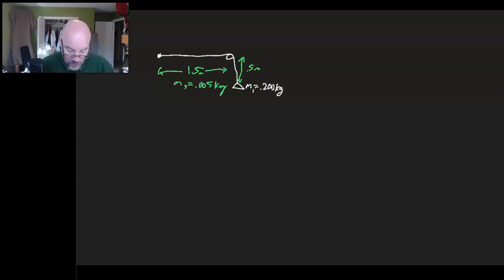Now what I want to know is if this thing is going to oscillate in the third mode, which is going to look like this, what frequency will we need to produce? So if we wanted to move like that, what are we going to have to do there?